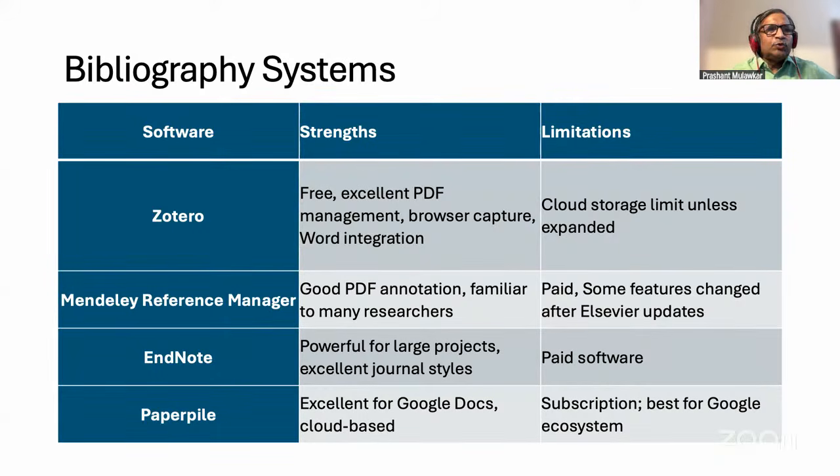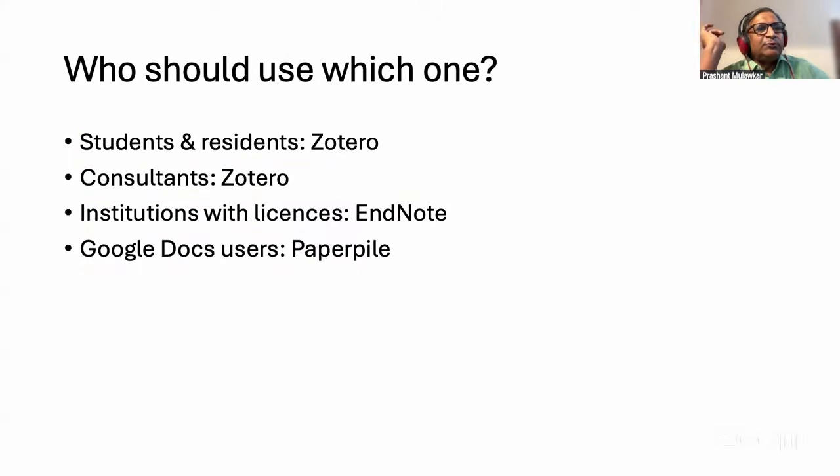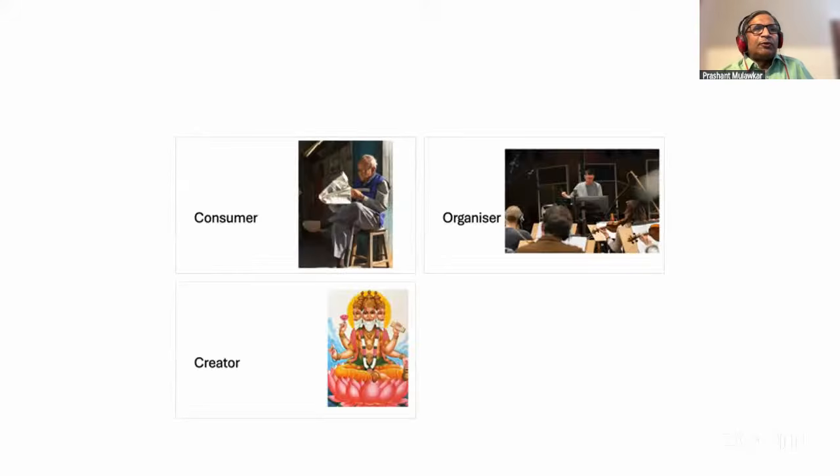Previously, the most commonly used one was Mendeley, but it has now become paid software. So the most common software that is being used is Zotero, used by most of the students and consultants, and of course, big institutes use EndNote. And if you are a Google Doc user, that means many people are working on the same project at the same time, Paperpile is the software to be used. I'll be focusing mainly on Zotero.